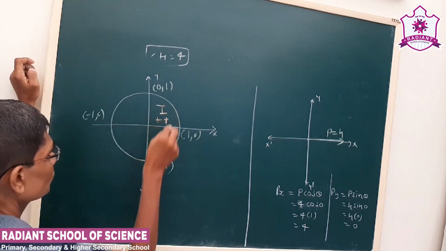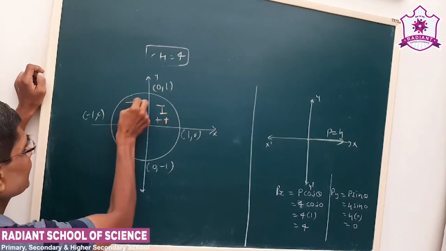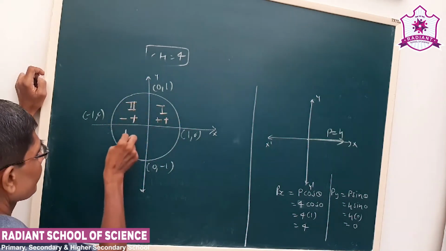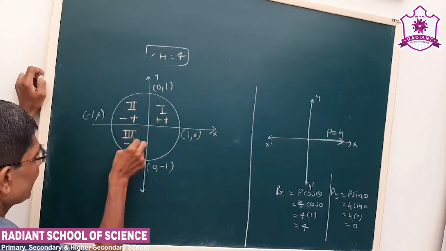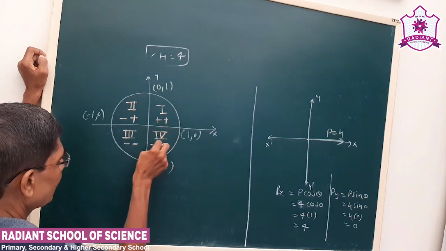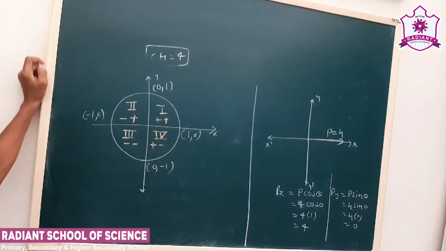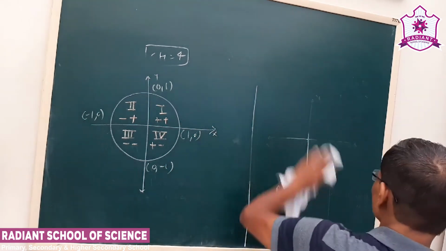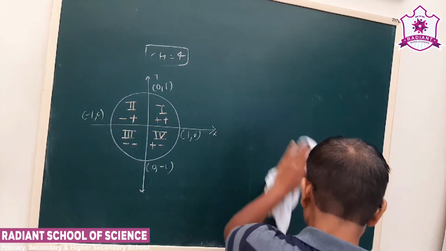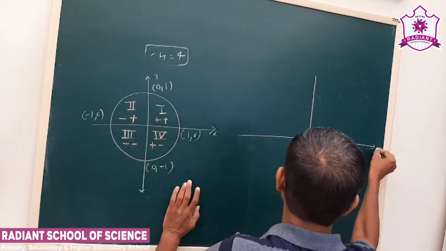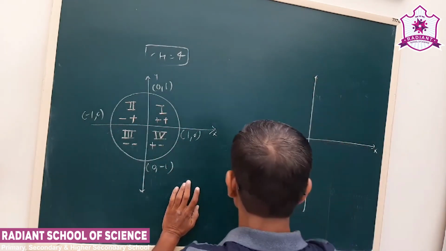Remember, in the first quadrant both components will be positive. In the second quadrant, x will be negative and y will be positive. In the third quadrant, x and y both will be negative. In the fourth quadrant, x will be positive and y will be negative. Now, keeping this in mind, I give you a question which includes a number of vectors, and you have to find out the components.